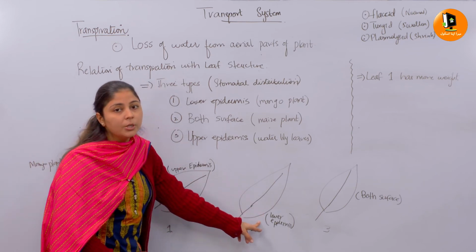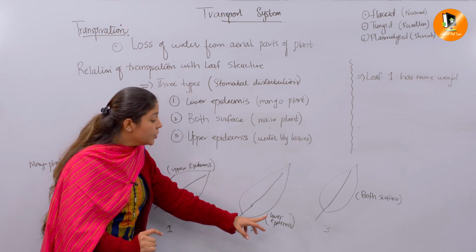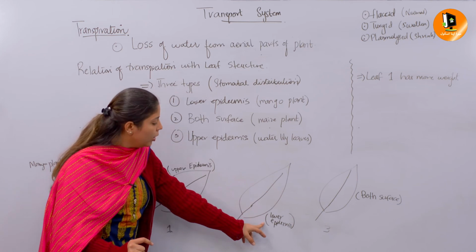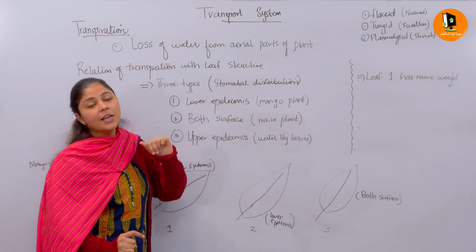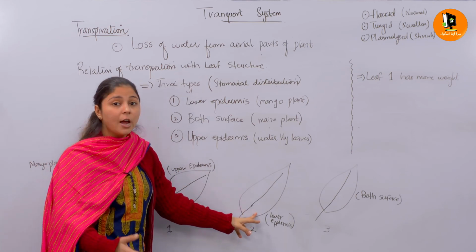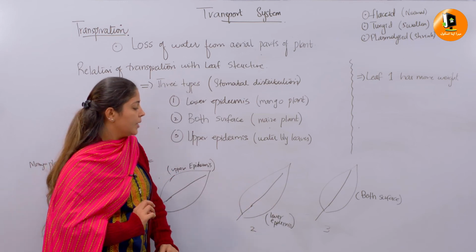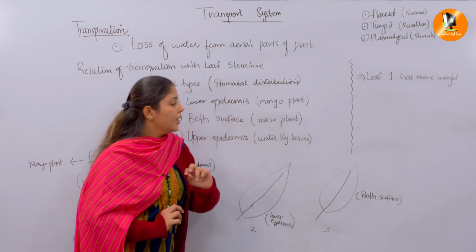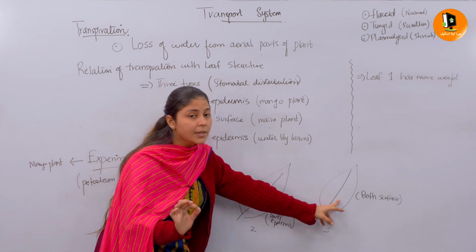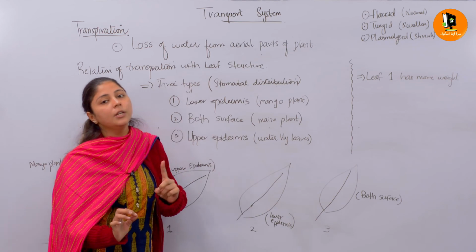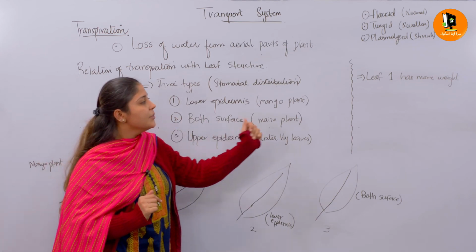I have applied petroleum jelly on the lower epidermis, not on the upper epidermis. We have already discussed that on the lower side of mango plant leaves there are stomata, but here I have applied the petroleum jelly, which means no transpiration takes place. Now leaf 3, I will weigh it again. What will happen? In leaf 3, I have applied the petroleum jelly on both sides of the leaf.